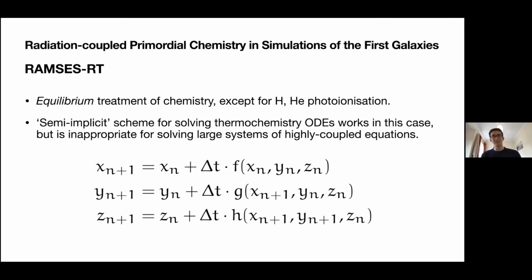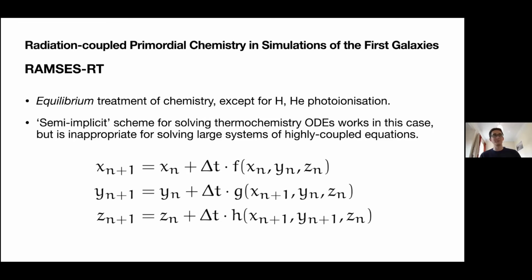So quickly, what Ramses RT does, at least the public version, it does not treat H2 in a non-equilibrium way. Its cooling function assumes an equilibrium concentration of H2 just as a function of temperature and density. That's not a criticism of Ramses RT. It's just there are reasons why you wouldn't want to do it the way I do it also.